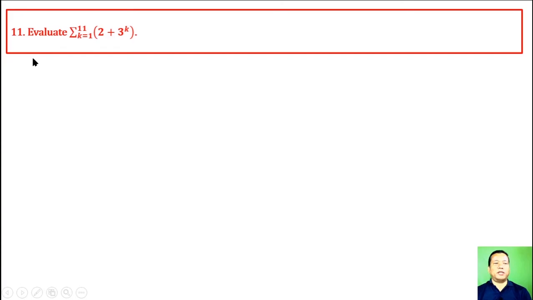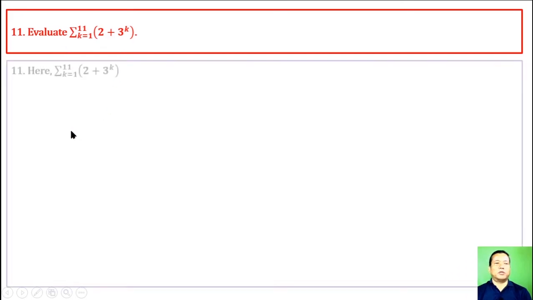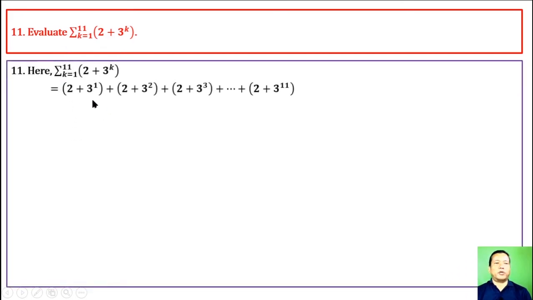Question number 11, evaluate this. We have to put k equal to 1, we get the first term, k equal to 2, we get the second term, k equal to 3, we get this, and k equal to 11, we get the last term. How many terms are there? There are 11 terms, bracketed terms, and the sum of this is 2 repeated 11 times. So its sum is 2 into 11, and combining the second terms, we get 3 plus 3 square plus 3 cube plus and so on up to 3 to the power 11.